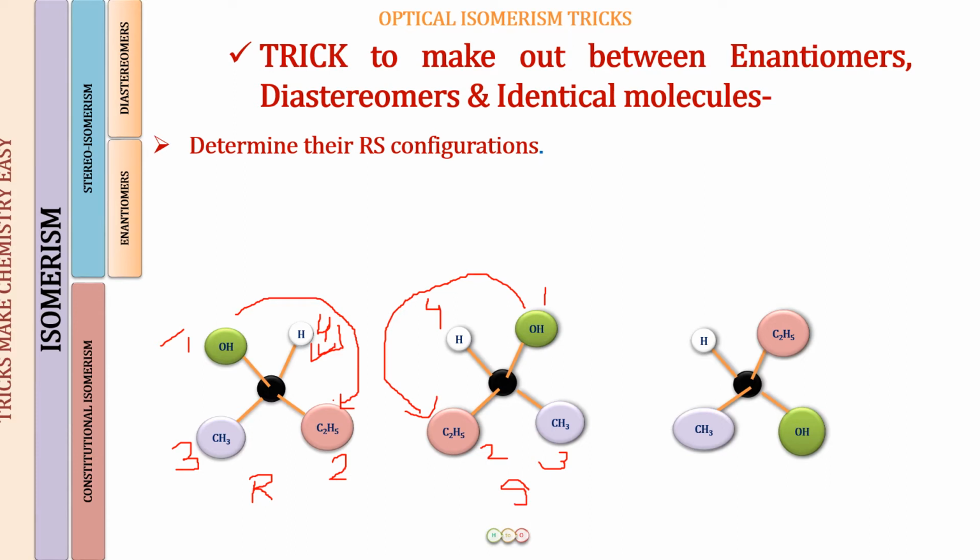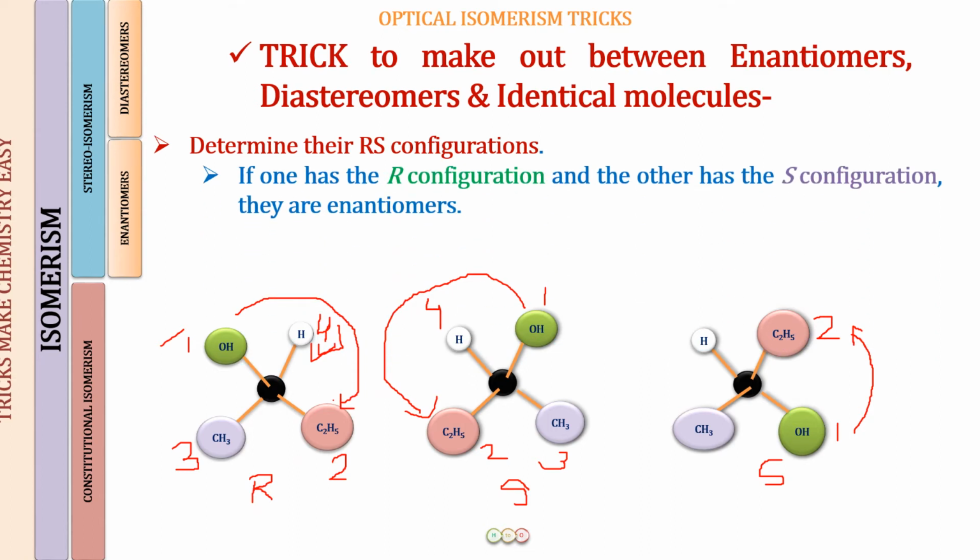Okay, and for the third one, well, I'm going to do it 1 and 2. Now the hydrogen is not coming in between, so I am going to just put my arrow. So this is in the anti-clockwise direction. Now once you have determined their configurations, what you have to remember is that if one of the compounds has R configuration and the other has the S configuration, they are going to be enantiomers.